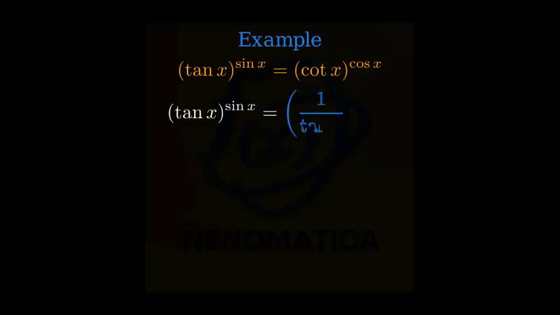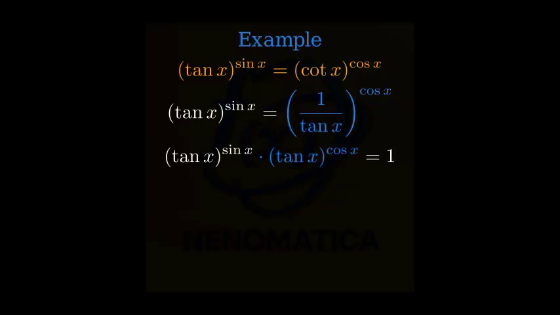Let's start by rewriting cotangent in terms of tangent. We know that cotangent x is the reciprocal of tangent x. So we can rewrite the right side of the equation as 1 over tangent x to the power of cosine x. Now, let's rearrange the equation. We'll move all terms to the left side. When we move the right term to the left, it becomes tangent x to the power of cosine x, and the whole expression equals 1.